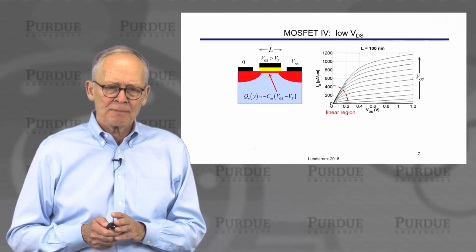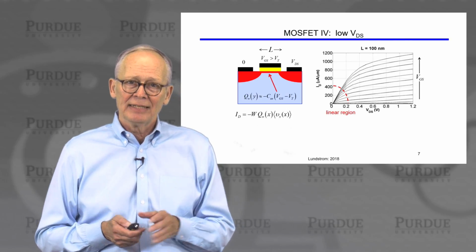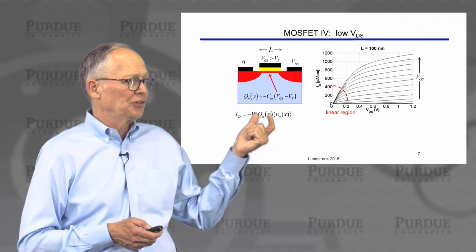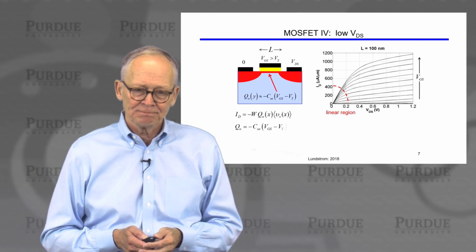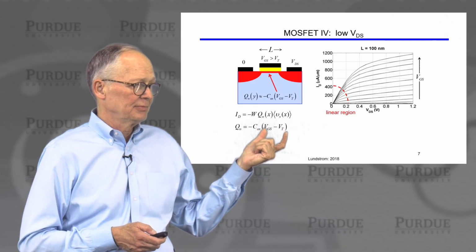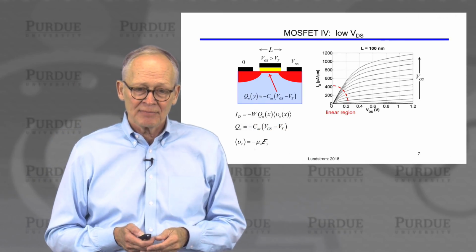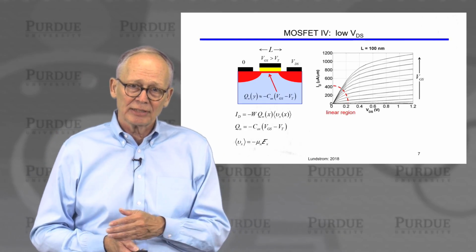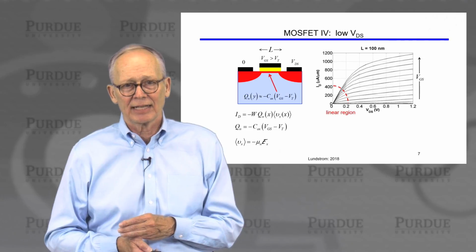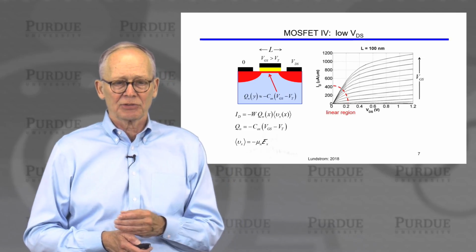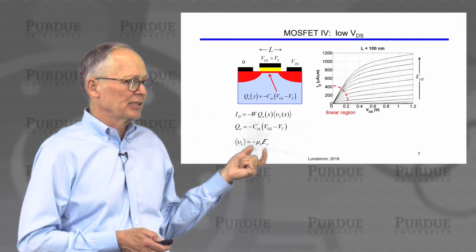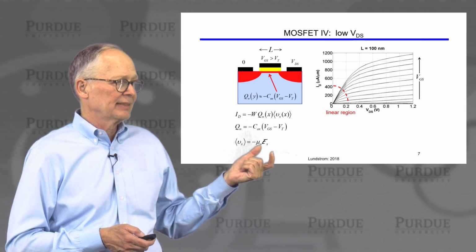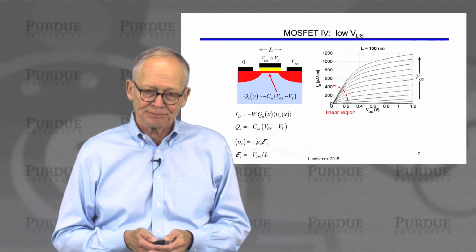All right, so with that, we've got enough that we can derive the IV characteristics in the linear regime. So our current is minus width times charge times velocity. The charge is Cox (Vg minus Vt). Velocity, you'll remember that when we have an electric field, we have a drift current. It pushes electrons along at a velocity that is proportional to the electric field. The constant of proportionality is the electron mobility, a material-dependent property. So the average velocity is mobility times electric field.